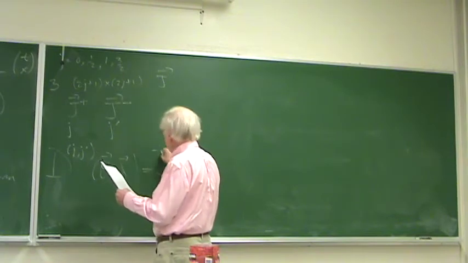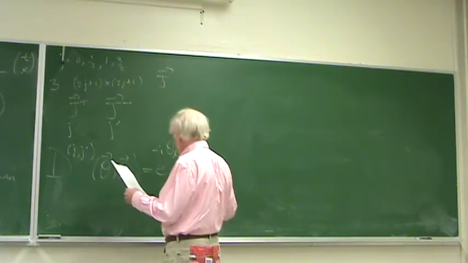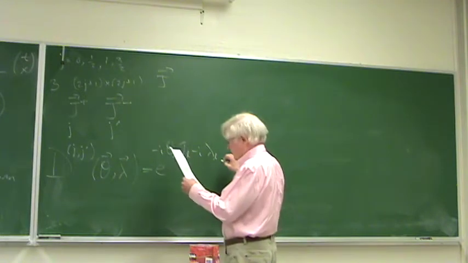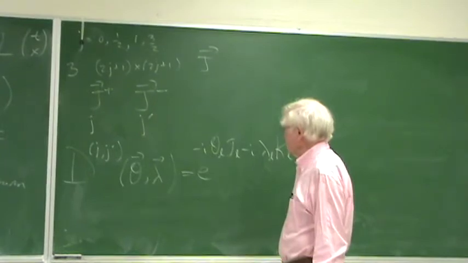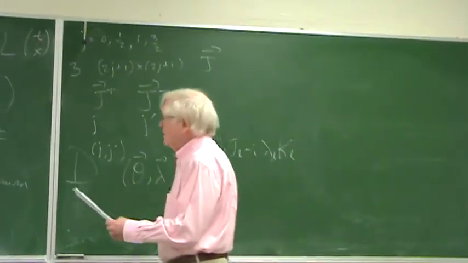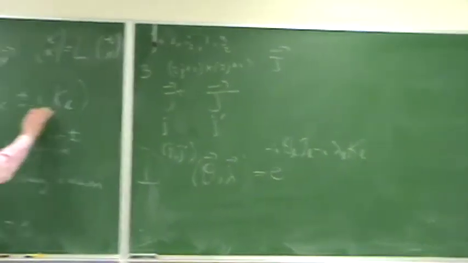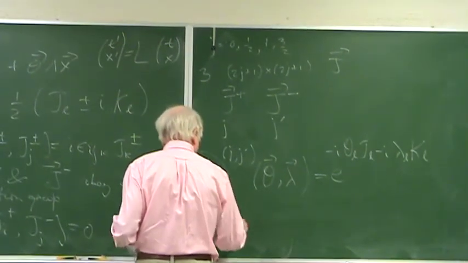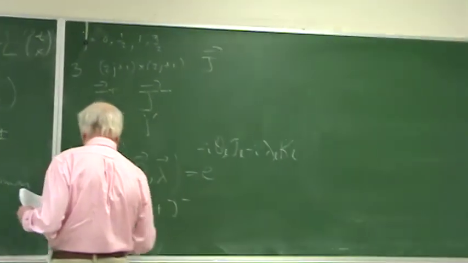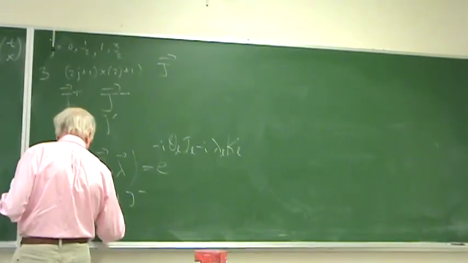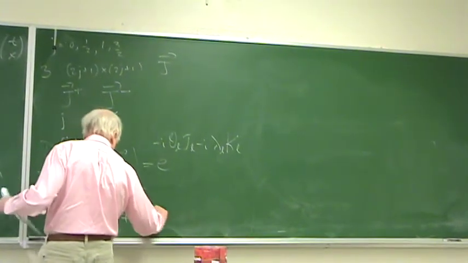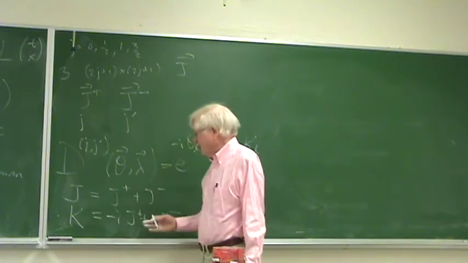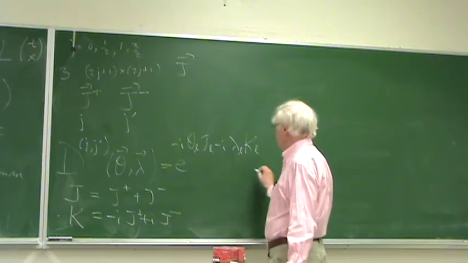And that would be e to the minus i theta_L J_L minus i lambda_L K_L. So those are the things we want to represent. But we know that these J plus or minus are these linear combinations. And consequently, we know that the J's are J plus plus J minus, and the K's are minus i J plus plus i J minus. So we can get back to these anti-Hermitian K's this way, and we get to the J's that way.